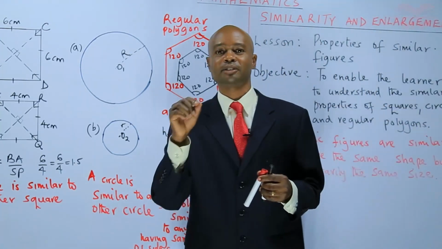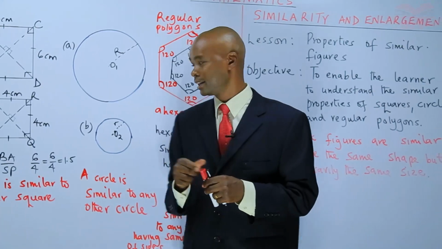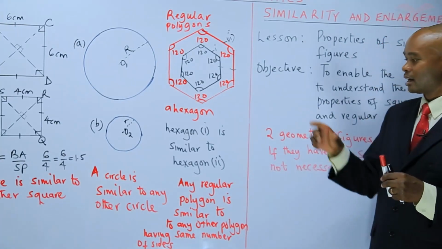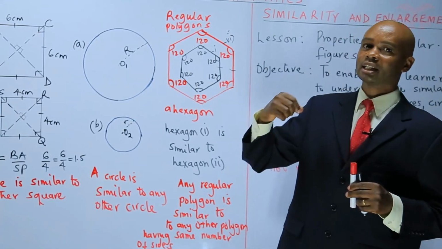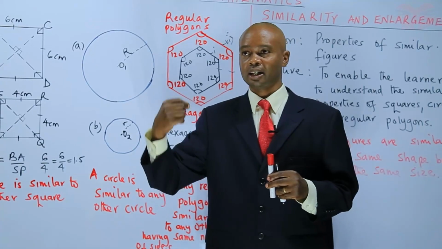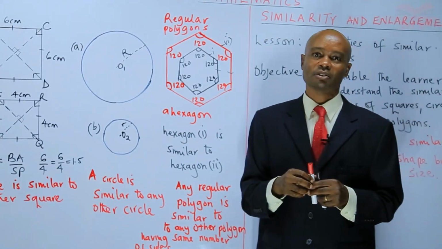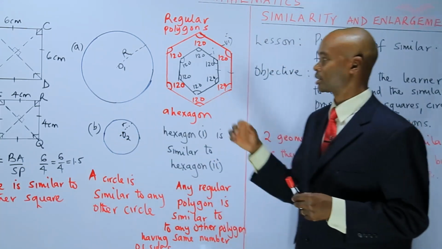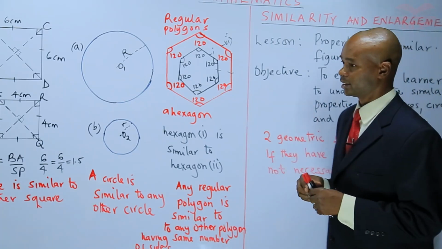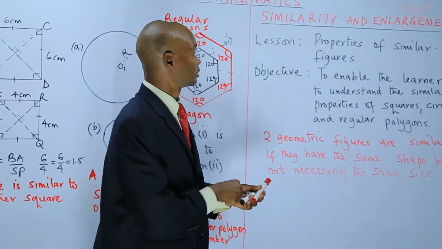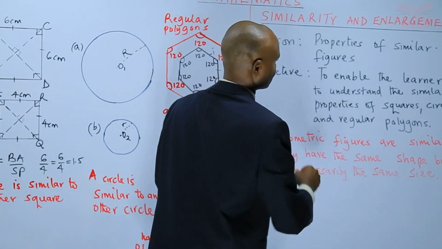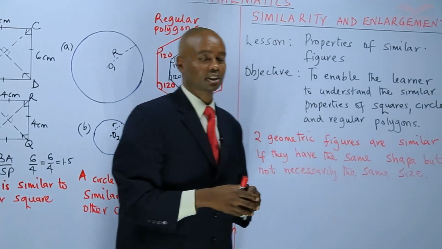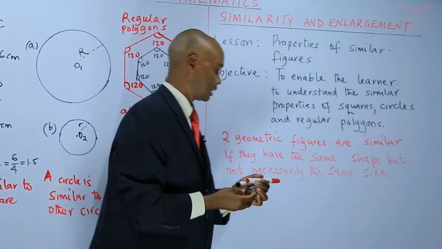A square is similar to any other square. A circle is similar to any other circle. A regular polygon is similar to any other regular polygon so long as they have the same number of sides, irrespective of the size. So that basically brings the objective we had in that lesson about properties of squares, circles, and regular polygons in relation to the topic similarity and enlargement.